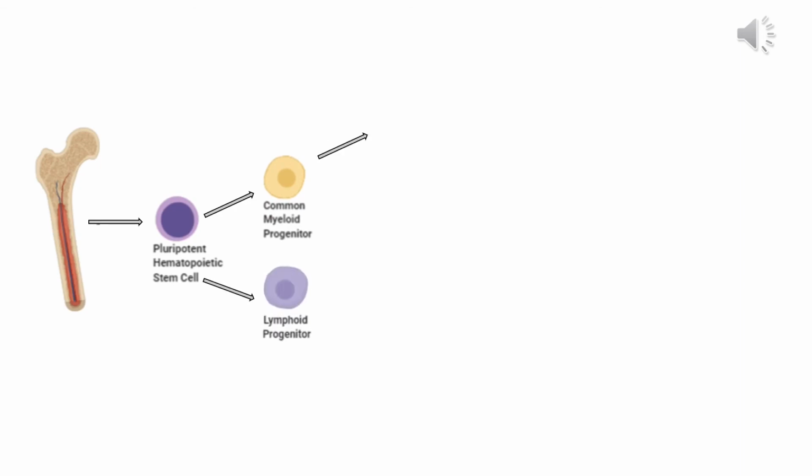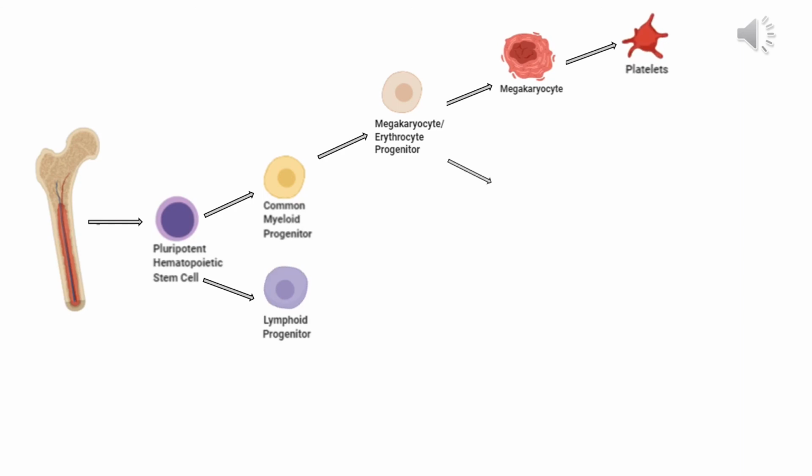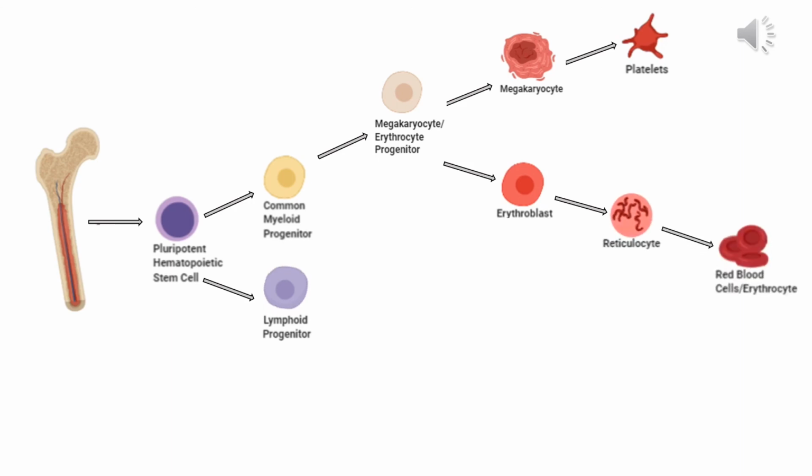The common myeloid progenitor is the precursor for megakaryocyte that releases platelets and is also the precursor for erythroblast that develops into reticulocyte and immature RBC that further develops into mature RBC or erythrocytes after circulating in the blood for 2 days.